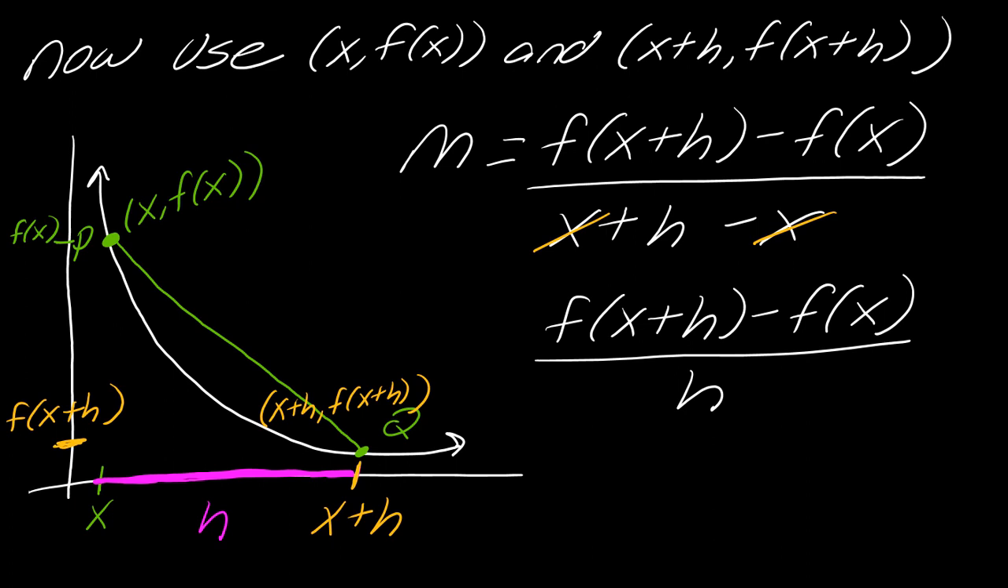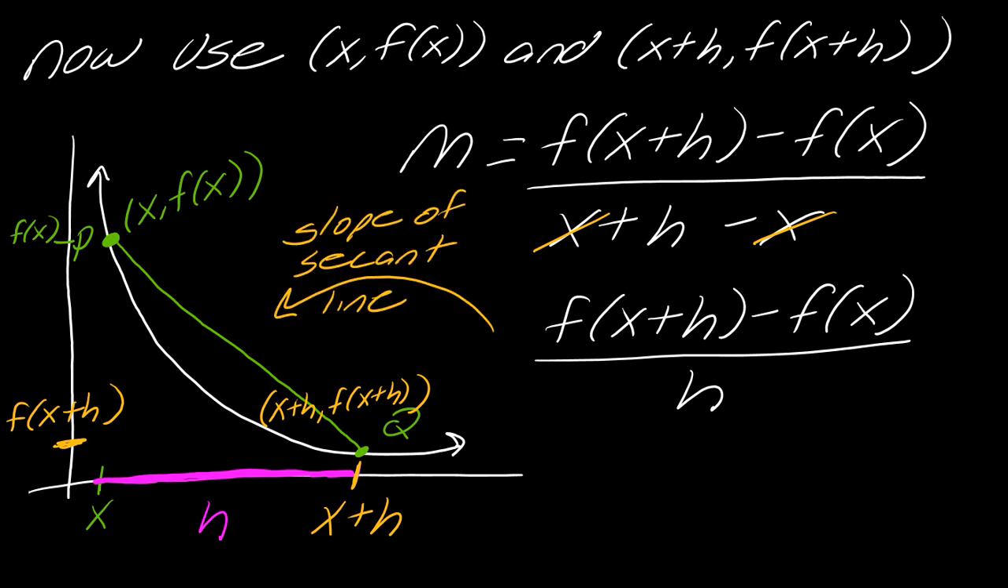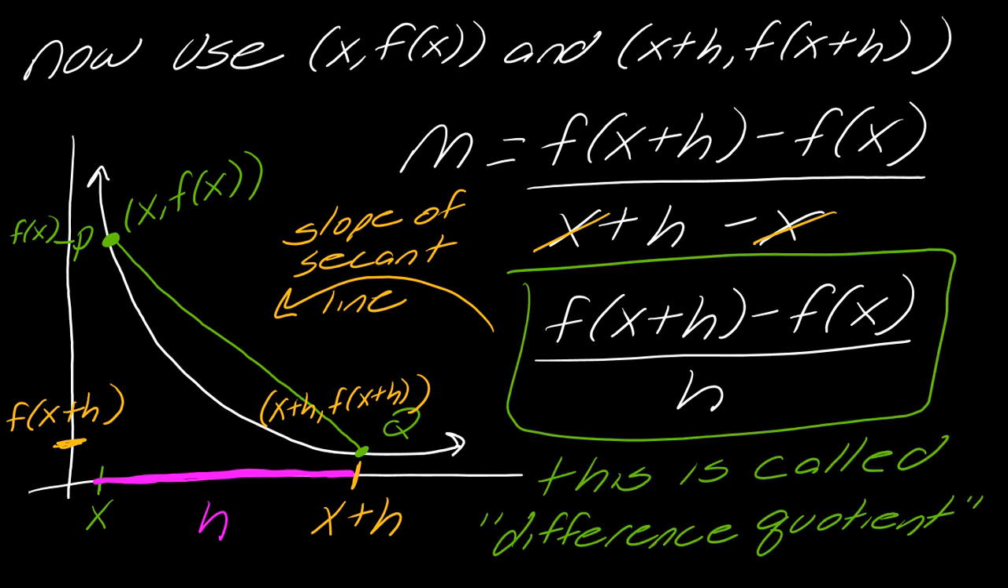And so this formula describes the slope of the secant line. And at the same time, this formula is what we call the difference quotient.